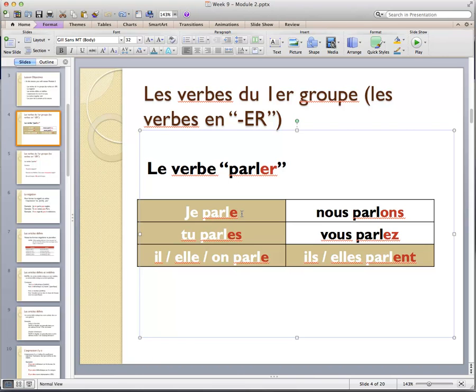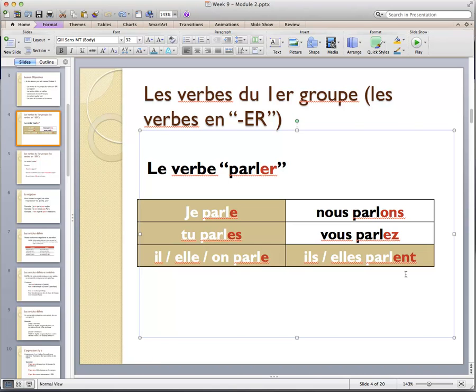For je, we add E. For tu, we add ES. For il, elle, and on, we just add an E. For nous, we add ONS. For vous, we add EZ. And for ils and elles, we add ENT.